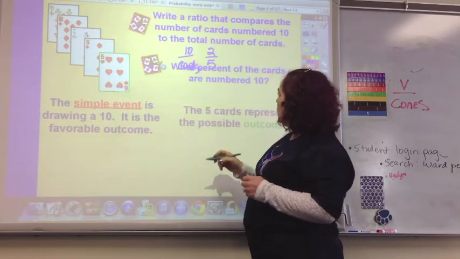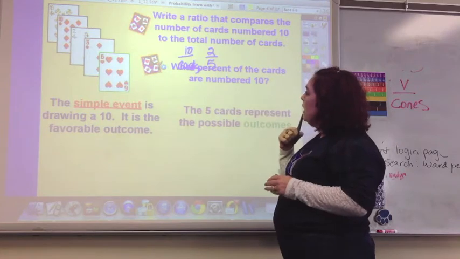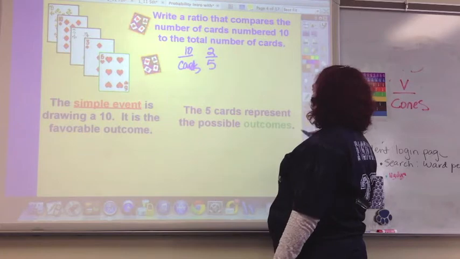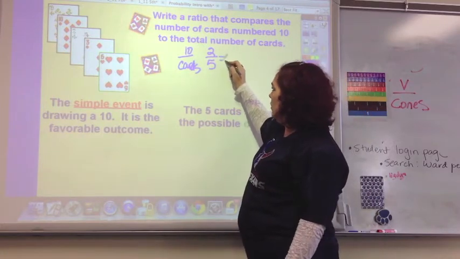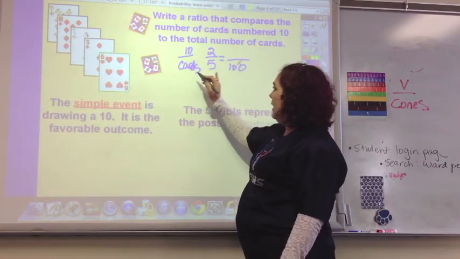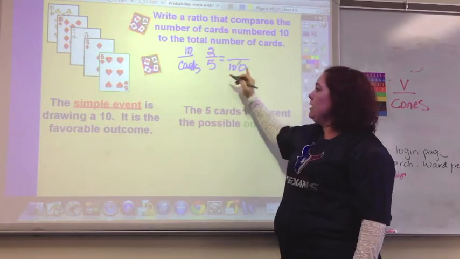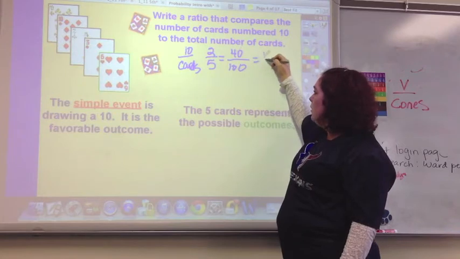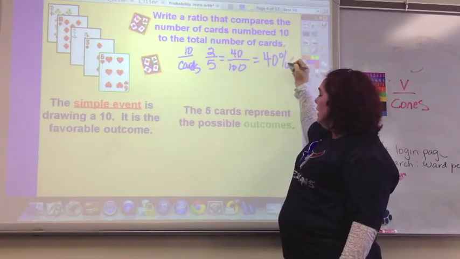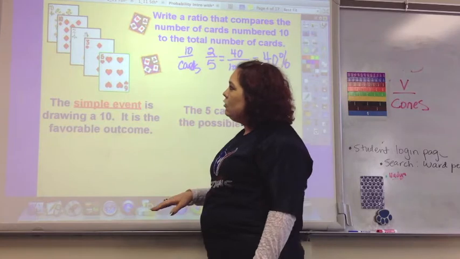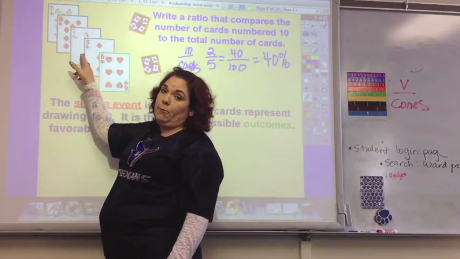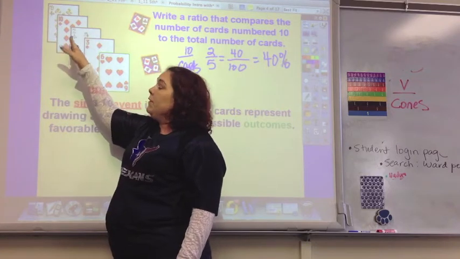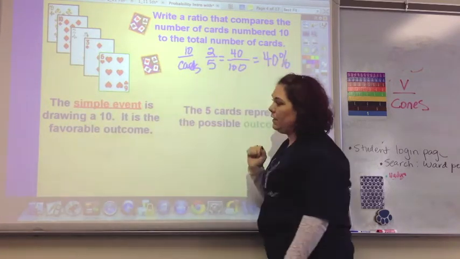So the percent, it says what percent of the cards is number 10? Well, to get percent, we have to take this to 100. And 5 times 20 is 100. 2 times 20 is 40. So 40 out of 100 is 40%. And it's like saying each one of these cards is worth 20%. And then there's 2 10s, so it's 20 plus 20, which is 40%.